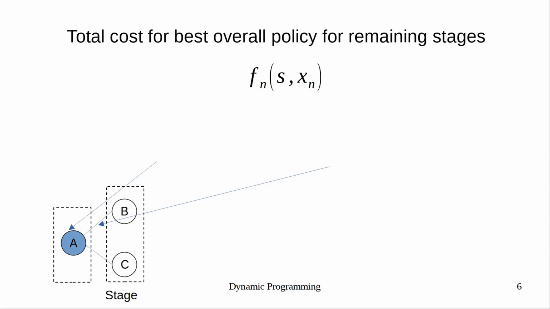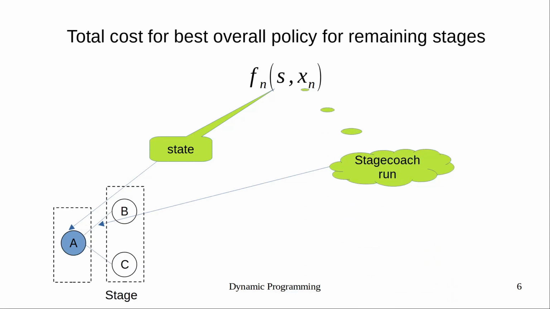So Fn is going to be the total cost for the best overall policy for remaining stages. Now, what does that mean? That is, it is going to be a function which is going to calculate what is going to be the total cost to go from any stage n to the last stage. S is your state and Xn is your stagecoach run.